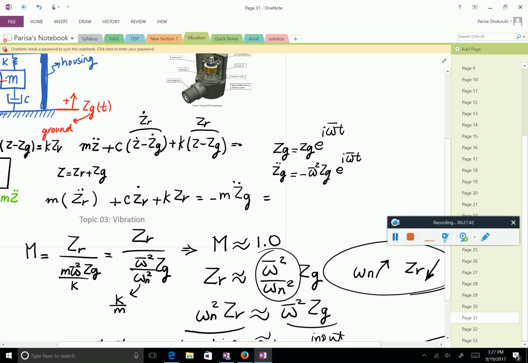But remember that this omega is omega bar. That's the excitation frequency. It's not the natural frequency. Okay, so if we substitute here, the negatives cancel out, and we are going to have something like this.